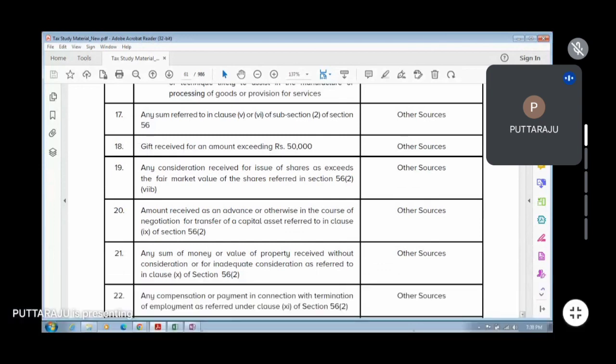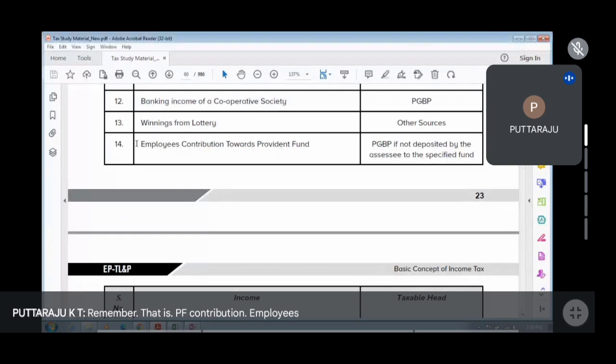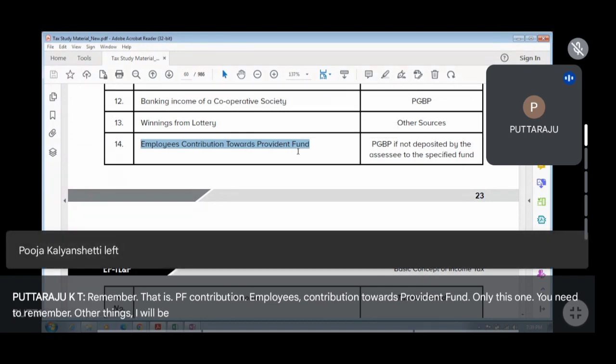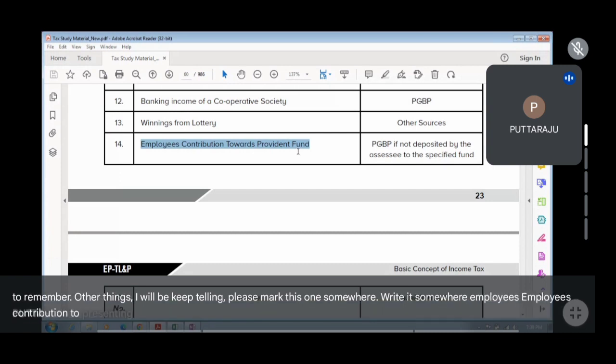Only one item I will suggest you remember. That is PF contribution. Employees' contribution towards provident fund. Only this one you need to remember. Other things I will keep telling. Please mark this one somewhere. Write it somewhere. Employees' contribution to provident fund will be treated as income. When I do the PGBP chapter, I will tell you. Please make a note of this.